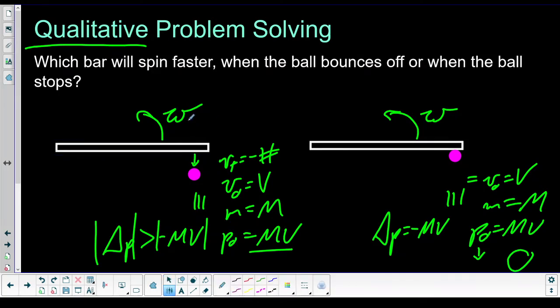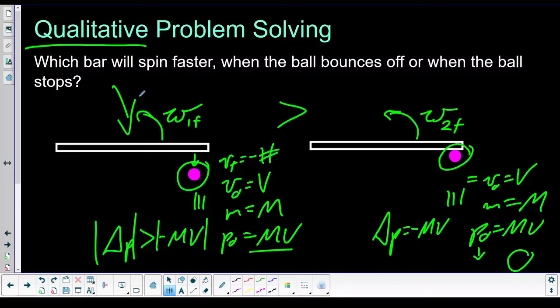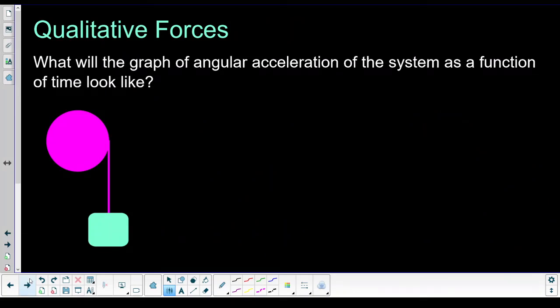So we can say that omega 1 final will be faster than omega 2 final because of all the momentum change. Because there's a bigger change in momentum of that ball compared to this ball. We didn't even need to know anything about spinning, and we know this one will spin faster. Isn't that neat? You don't even know anything about spinning, and you know the answer. That's so cool. All right, one more qualitative problem, and then we'll get you out of here.